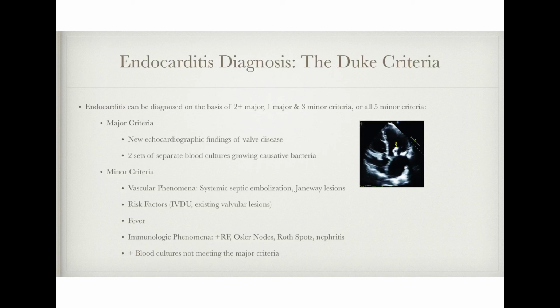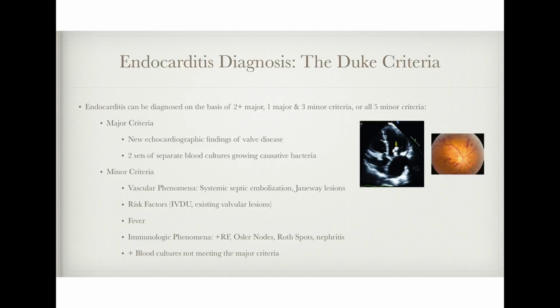Here is an image of an apical four-chamber view of the heart from a transthoracic echocardiogram. You see that on the mitral valve leaflets, there's an unusual structure of vegetation seen on the ventricular side of the valve, and that would be suggestive of a new valvular lesion that would satisfy the first of the major criteria.